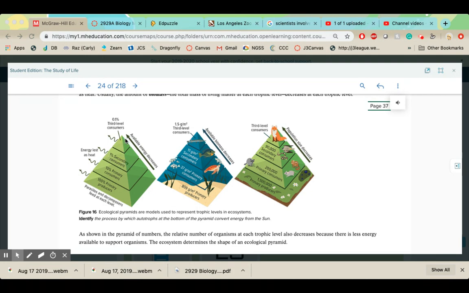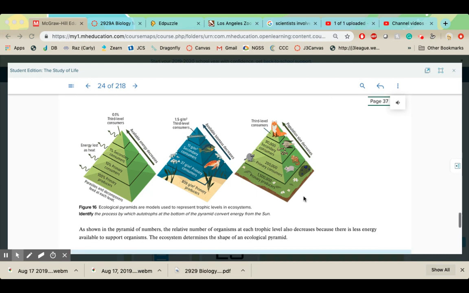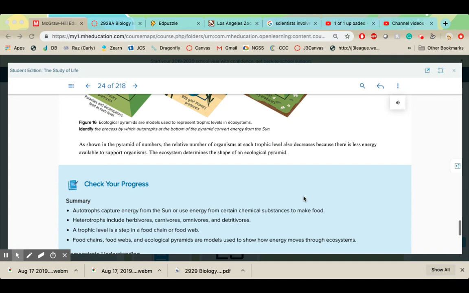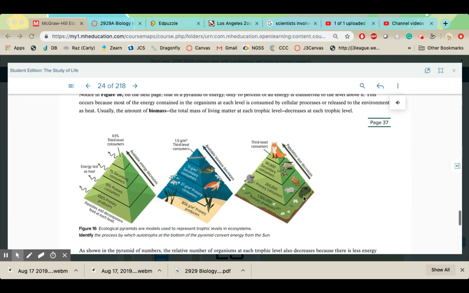And for the things at the very top level, the consumers that eat those, you divide by 10 again. So now you're putting a decimal point, and having 0.1 is how much energy is left here. So each level decreases greatly as you move up the line. Okay. I want you to watch the extra videos that explain this again, because I think you all need some help on that. And we have some questions at the end of the chapter that go over that.